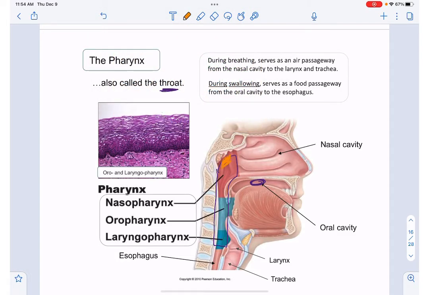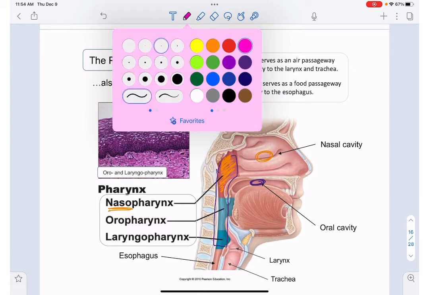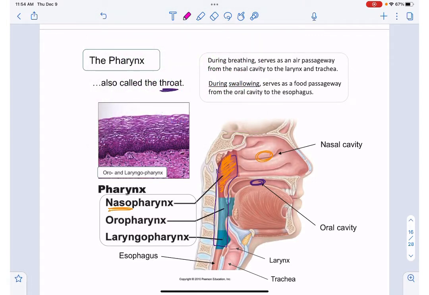This upper portion is called the nasopharynx. Why is this called the nasopharynx? It's called the nasopharynx because it's continuous with the nasal cavity. The next portion is this right there, and that's called the oropharynx. Why is that called the oropharynx? Well, because it's continuous with the oral cavity.